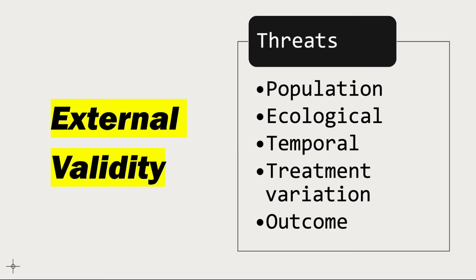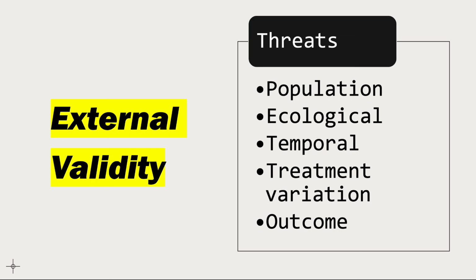Treatment variation threat is about whether results will generalize across slightly different versions of an intervention. So educational interventions are often modified slightly or given an educator's specific flavor. And so the question is, will the results of a study hold up to those slight modifications? It's not really anything to be too concerned about, but it's something that is worth discussing in terms of the robustness of the results of a study.